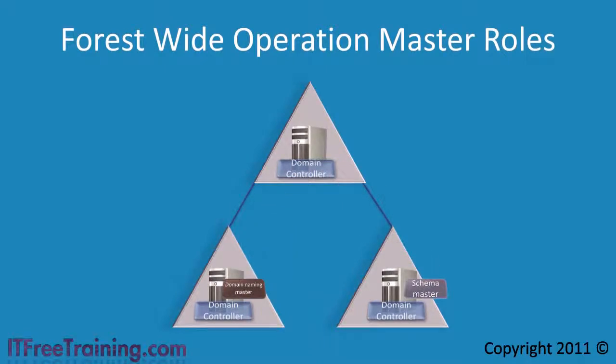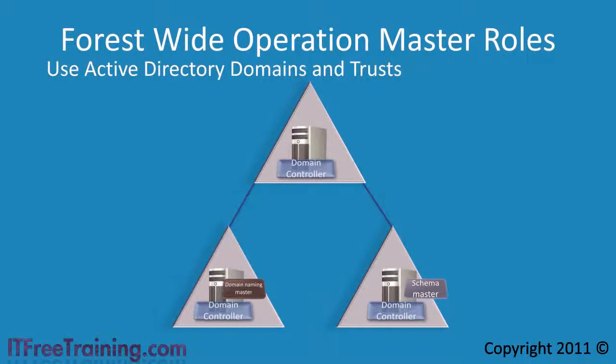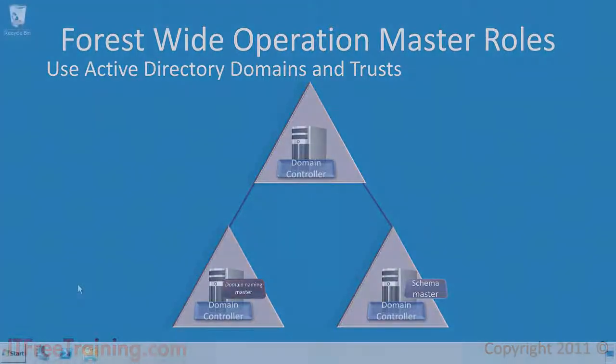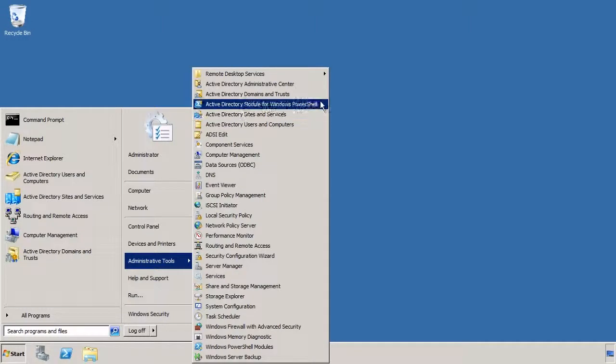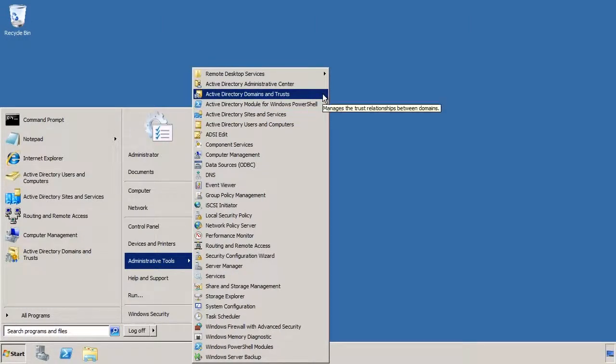Transferring the Domain Naming Master is a similar process to transferring a Domain Operation Master role. The only difference is that you use the tool Active Directory Domains and Trusts rather than Active Directory Users and Computers. To demonstrate this, I will change to my Windows Server 2008 computer and run Active Directory Domains and Trusts from the Start menu.